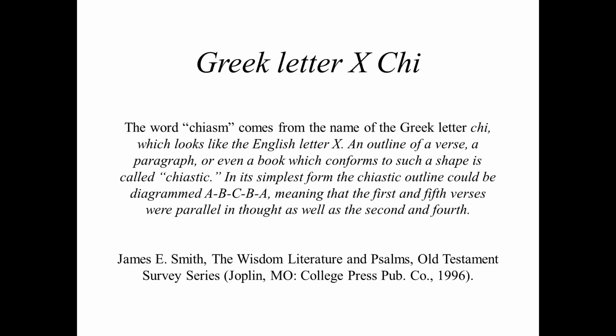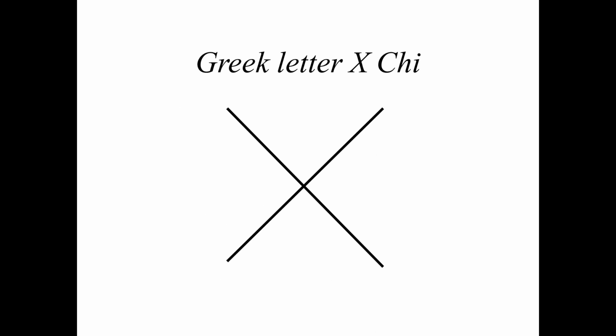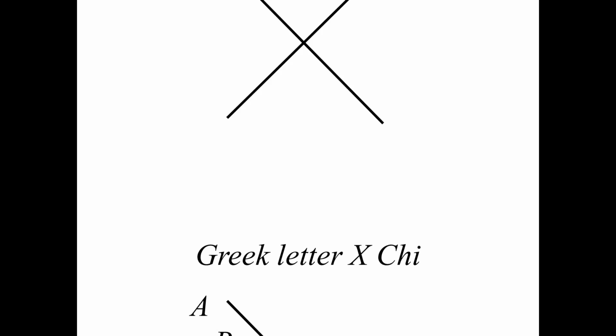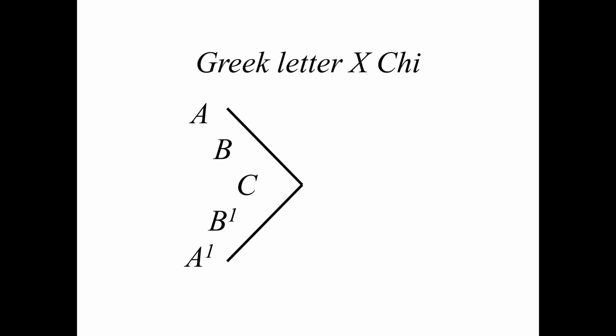I'll give some examples of this. First, if we see the Greek letter chi, it just simply looks like the English letter X. If you were to remove the right portion of the Greek letter chi, you would just be left with what looks like an arrow pointing to the right.